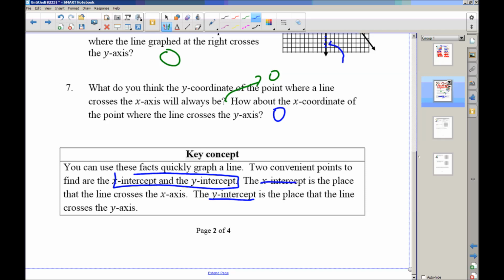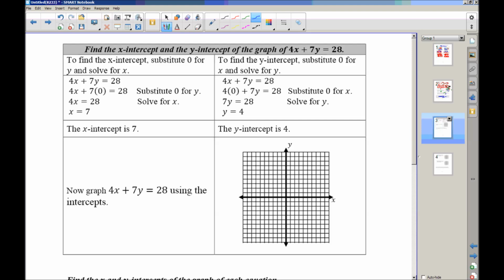Okay? So if we flip that over, let's put that information to use. So find the x and y-intercept of this graph. 4x plus 7y equals 28. So to find the x-intercept, we substitute 0 for y. Remember, the x-intercept are the points on the x-axis. And all of these points on the x-axis have some x value and 0 for the y part. So if we let y be 0, so I take this y, I replace it with 0, then 7 times 0 just goes away, so we get 4x equals 28, and then we solve that and we find out that x is 7. That means the x-intercept is 7.